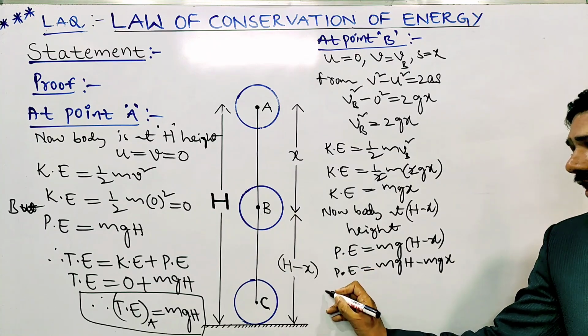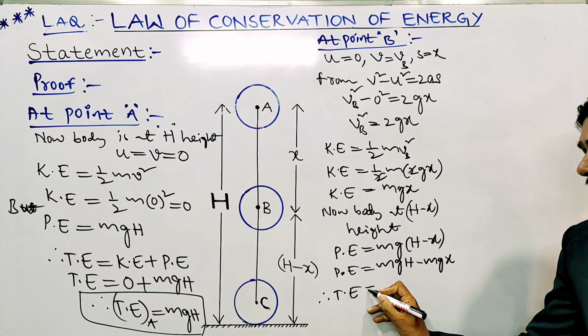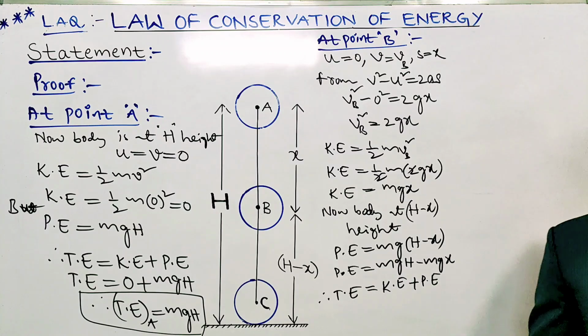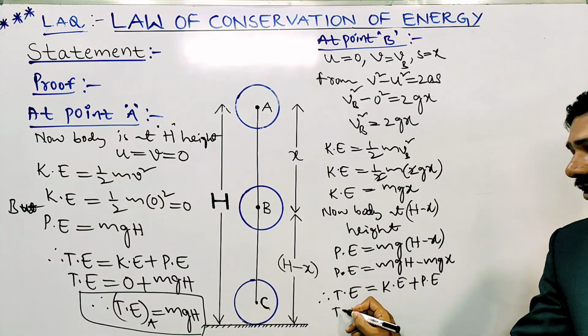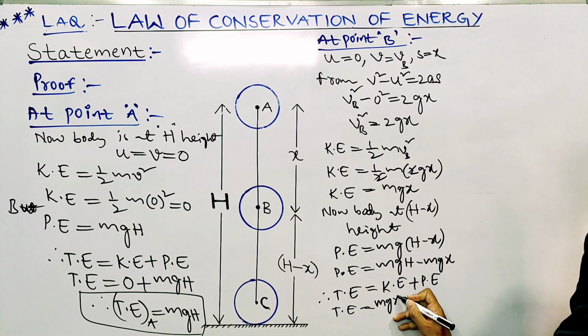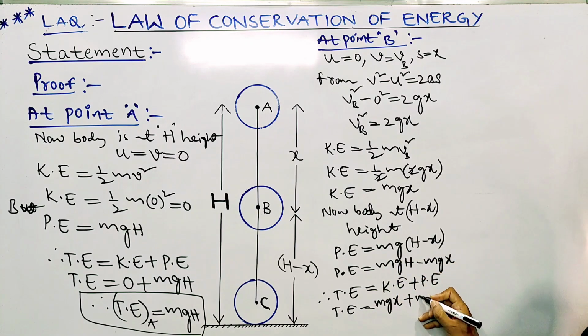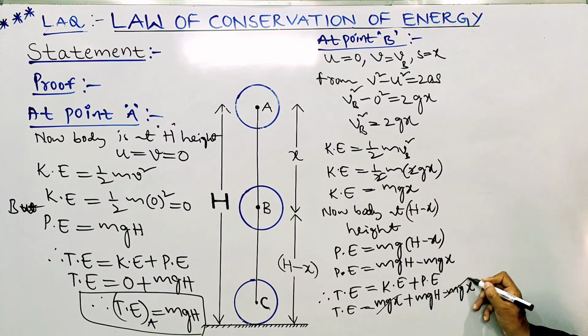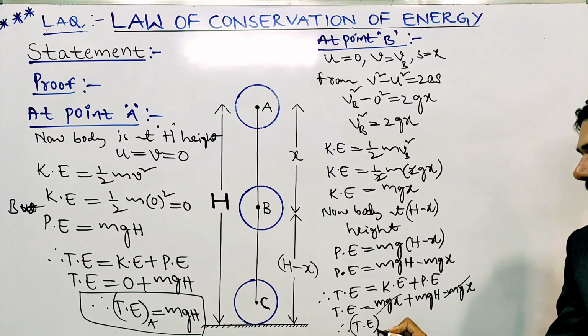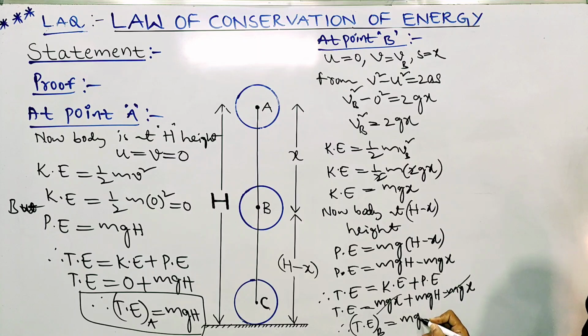Therefore total energy is, we know that, kinetic energy plus potential energy. Substitute the values. Kinetic energy is mgx, and potential energy is mgh minus mgx. Here plus mgx minus mgx cancel. Therefore, total energy at point B is mgh. At point B also we got mgh.